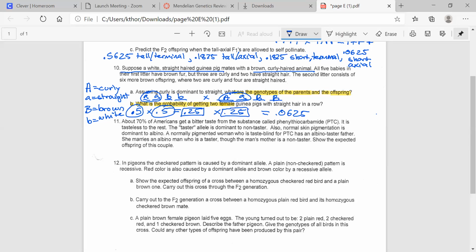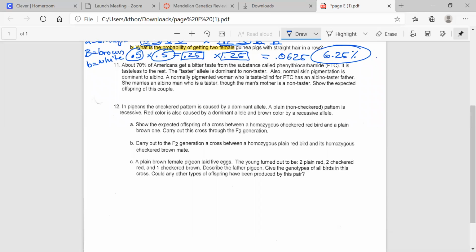There's a 25% chance that you will get a female with curly hair or straight hair, whichever. And you just do that frequency by itself again. 0.25 times 0.25 is 0.0625. So there is a 6.25% chance of having 2 females with straight hair.